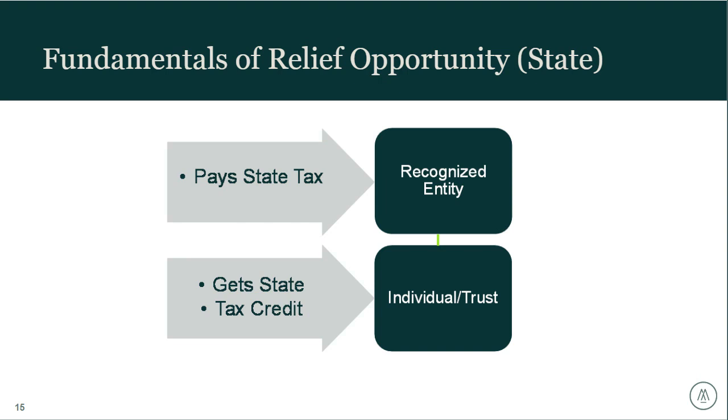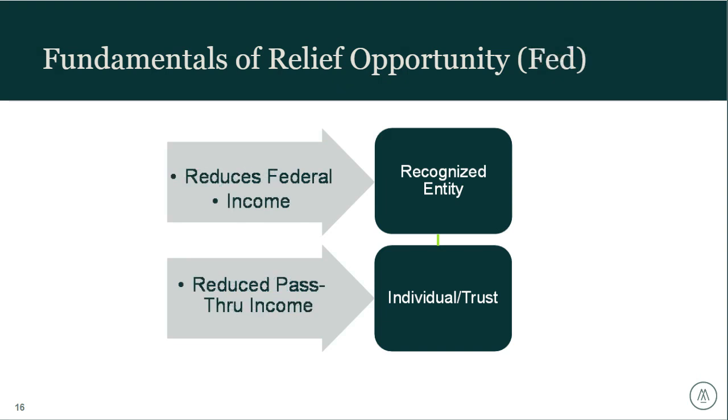But the bigger question then is, okay, so how does this translate into federal relief? And that is, you have the recognized entity, because they are not subject to the $10,000 limitation. They get to deduct the tax paid at the state level on their federal income tax return. So you're actually seeing that reduction happen in your federal tax return reporting. That's why it needs to be a recognized entity, because if there's nothing reflected on a federal return, then there's no federal benefit. That reduces the flow-through or pass-through income to the individual or trust.